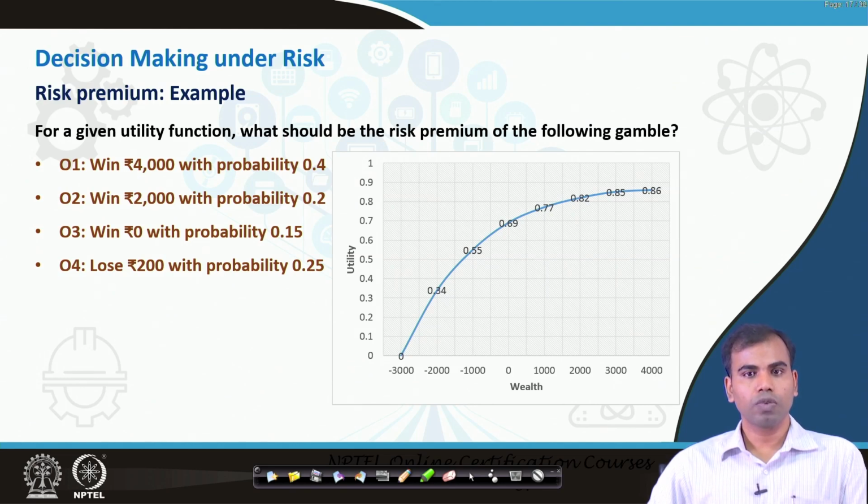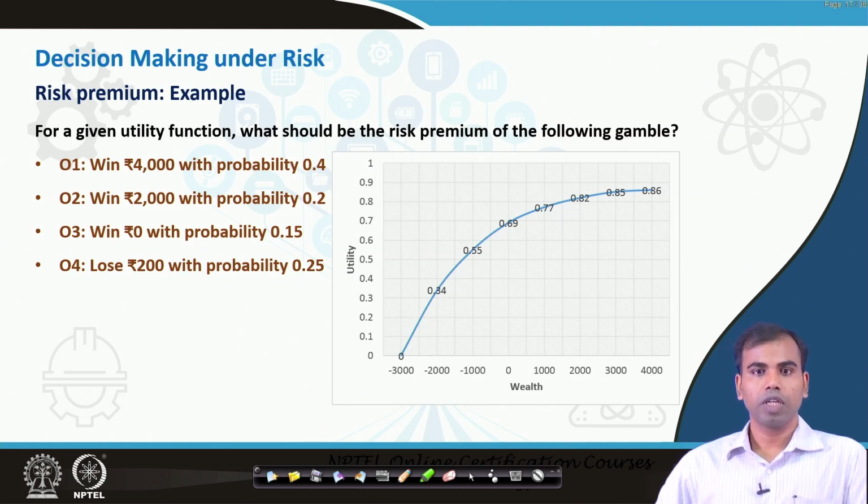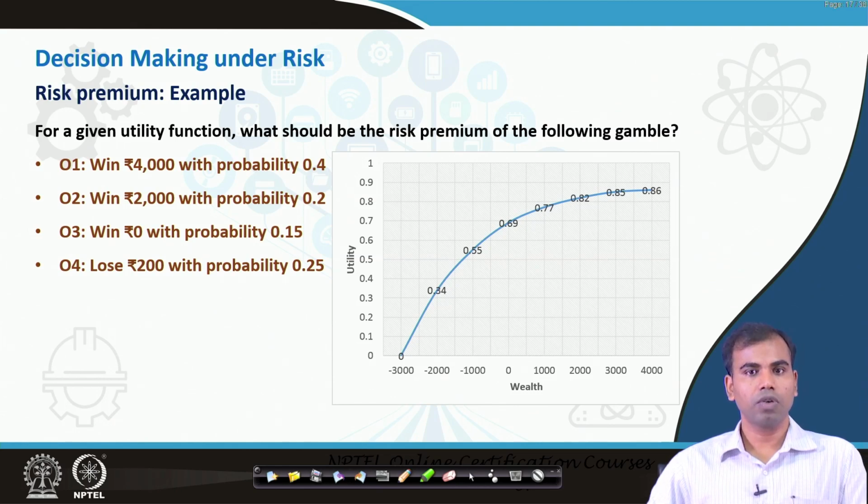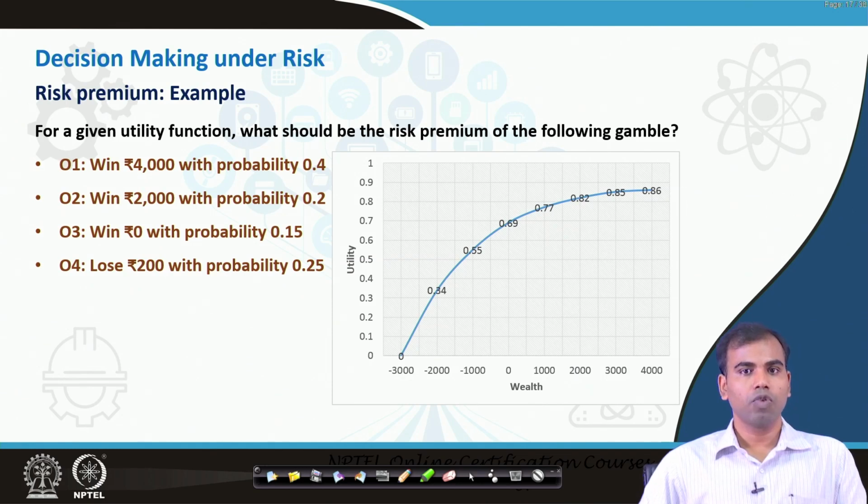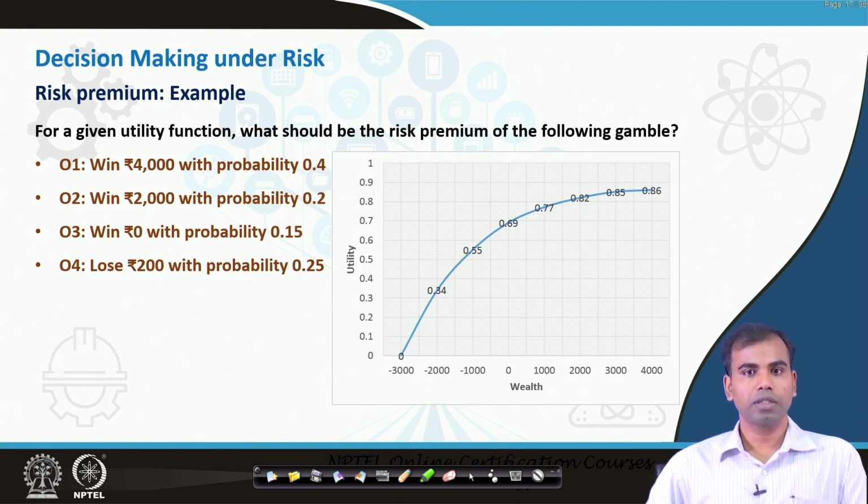So, with this example we can understand two things. First, we will be able to know what should be the price if we want to trade this particular gamble right now for a certain payoff. And second, we will also try to know what is the additional reward or compensation or the benefit the individual is getting for holding on to the risky choice.